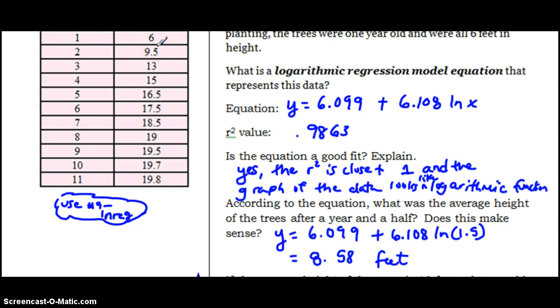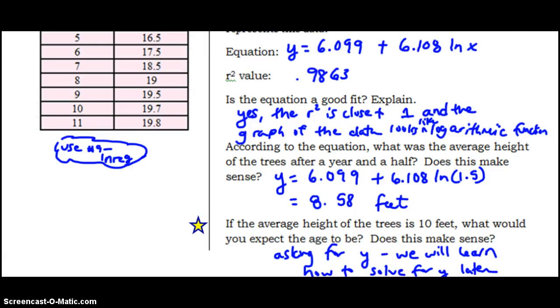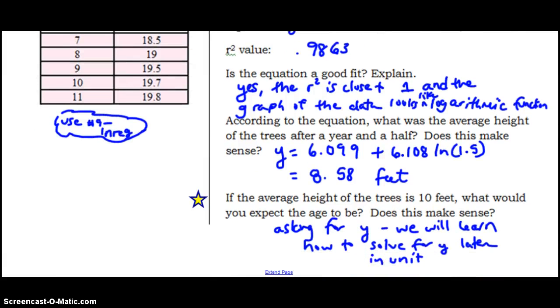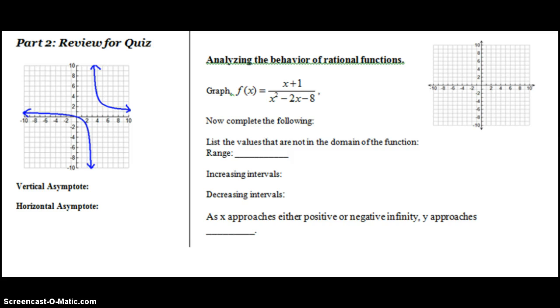Okay, we now want to study for the quiz, review for the quiz. Again, this question's asking for y, so we're going to learn how to do that later in the unit. So I want you to go ahead and try these 2 problems and bring it back to see how you do.